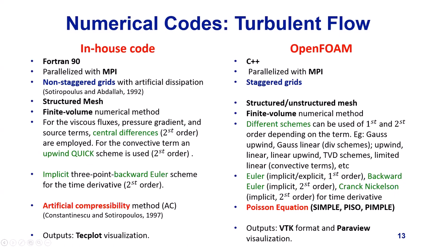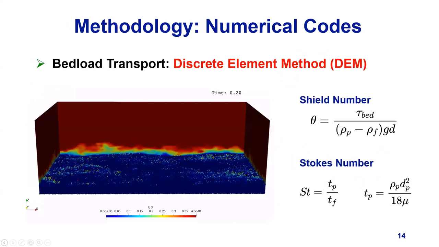So basically both codes do the same. I just want to highlight one idea. OpenFOAM solves a Poisson equation, as you know. My in-house code actually has the artificial compressibility method implemented. You can ask me about it, but it's just a detail. But also the equation for the pressure is different.